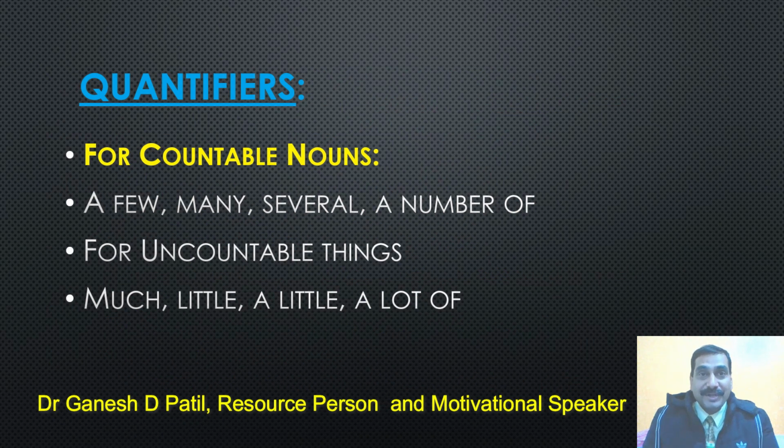The next type of determiners is quantifiers. Quantifiers indicate quantity. Several, many also indicate quantity. A large number, a few, many, several, a number of. For uncountable things, much, little, a lot of. So for countable nouns, quantifiers like a few, many, several, a number of can be used. But for uncountable nouns, quantifiers like much, little, a lot of are used.